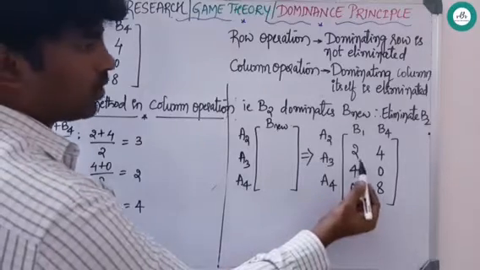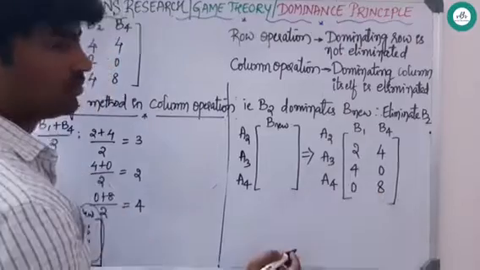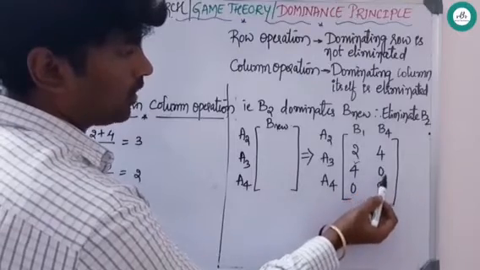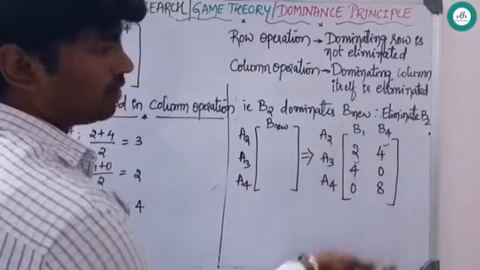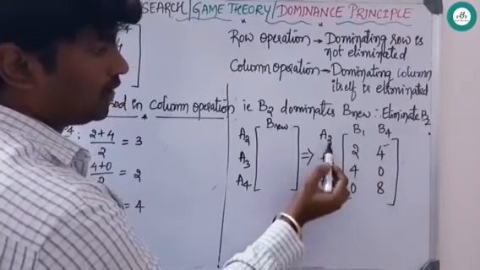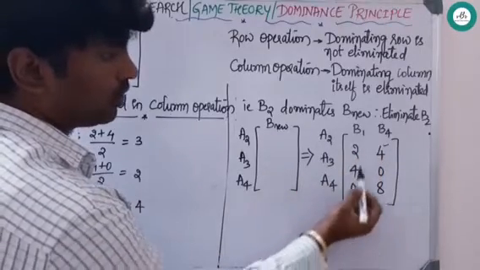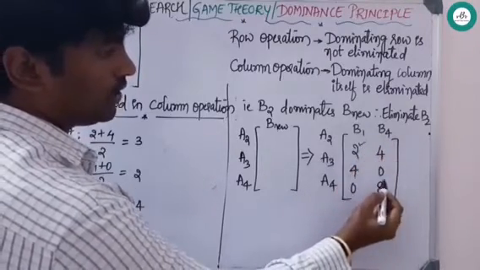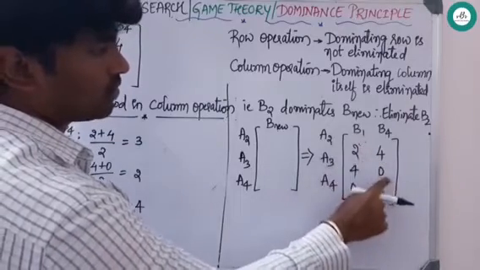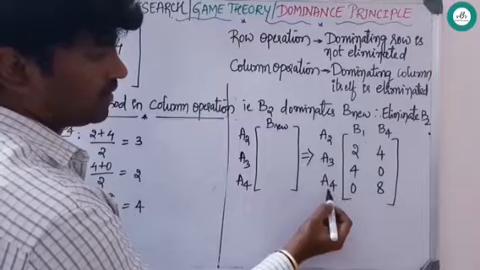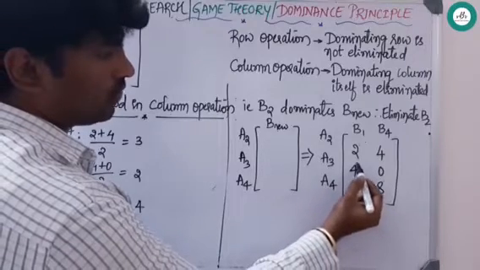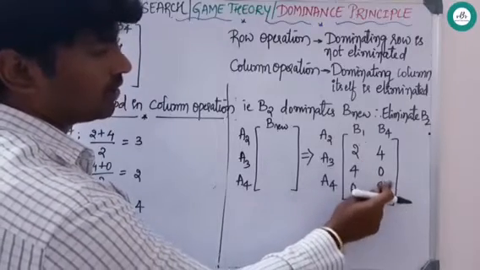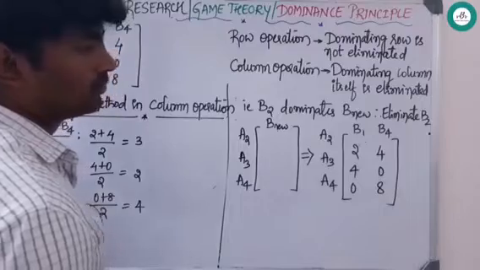We'll check here, performing a row operation. We shall compare 2 and 4, 4 is dominating. 4 and 0, 4 is dominating. This is not possible. Next, comparing 2 and 3: 2 and 4, 2 and 0, 2 is dominating. 4 and 8, 8 is dominating. So this is also not possible. Now we shall compare A3 and A4. 4 and 0, 4 is dominating. 0 and 8, 8 is dominating. From this it is clear that the row operations can't be performed.